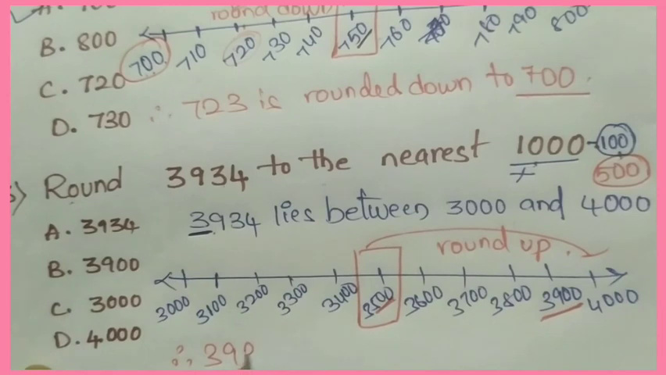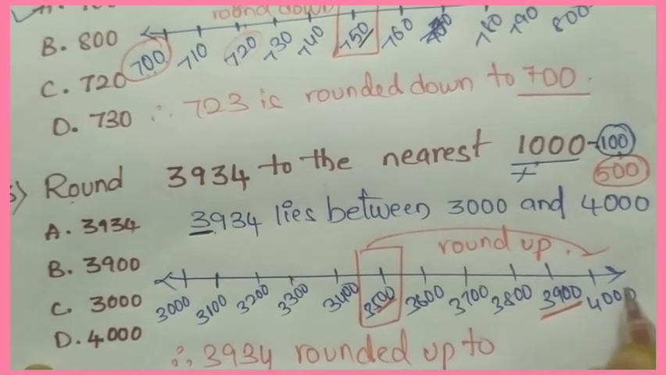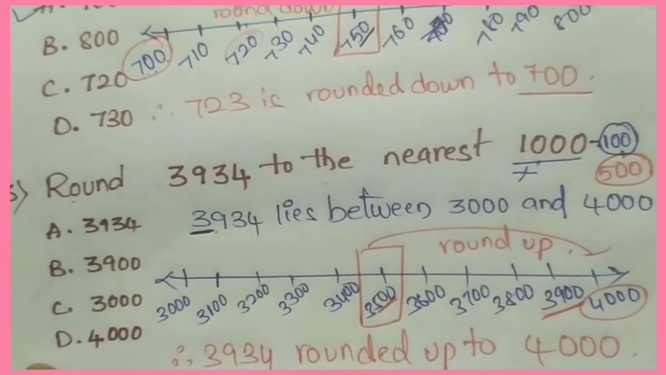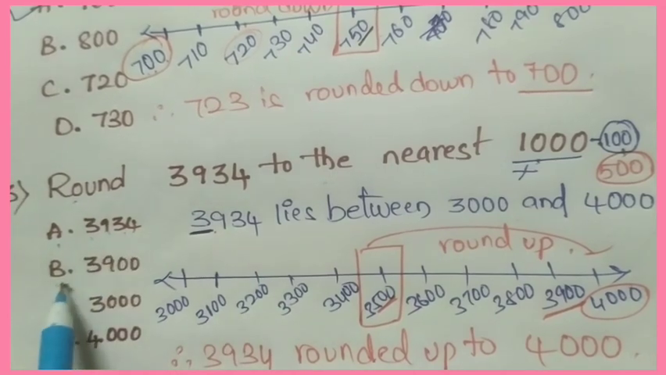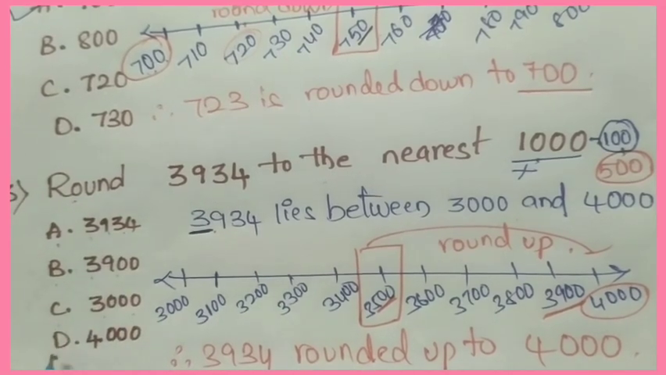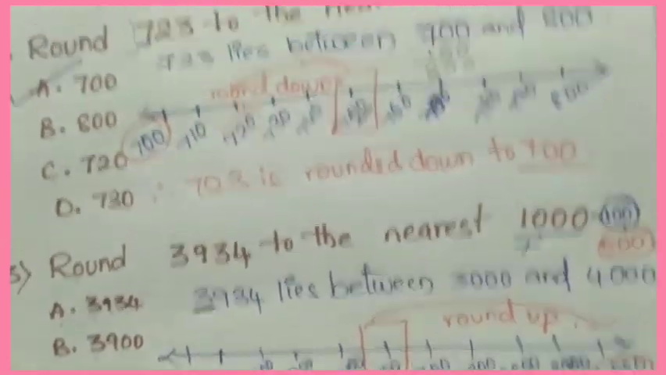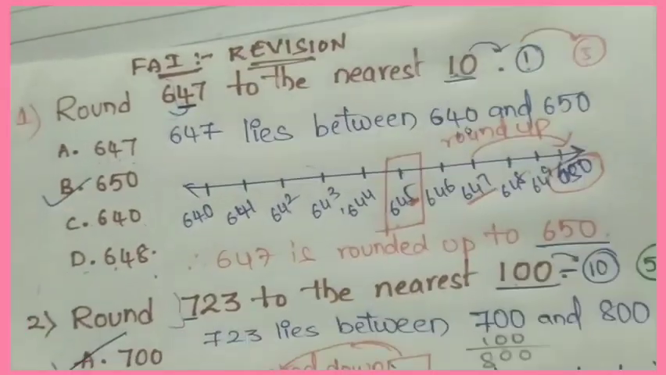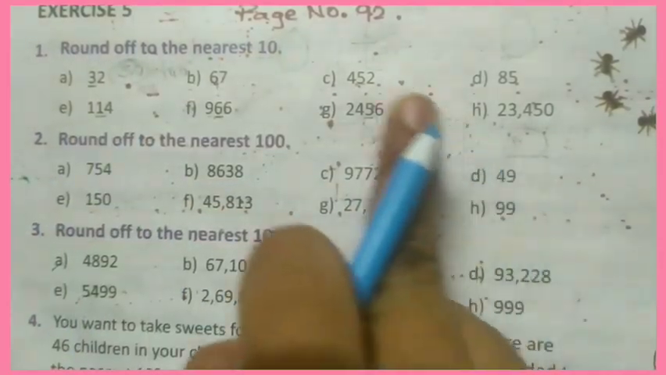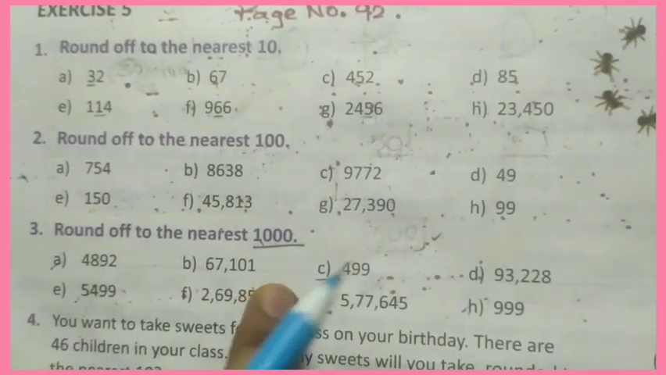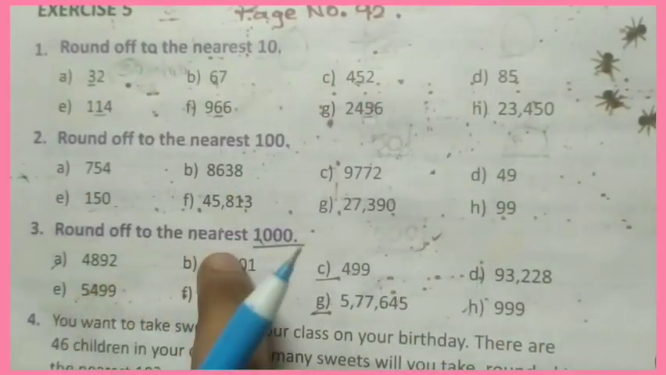Therefore 3934 is rounded up to 4000. Look here in the options: A 3934, B 3900, C 3000, D 4000. Yes, we got 4000, so this is the answer. Like this you have to do. Like that only, practice all these numbers for the exam. I will give 3 questions from this bit, rounding numbers. So practice all this.